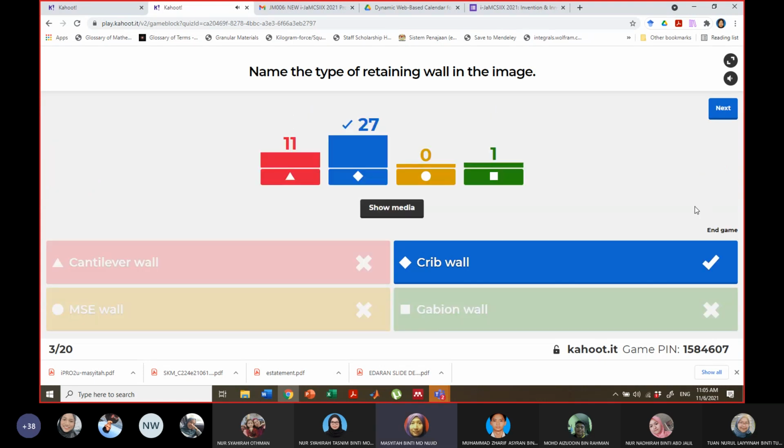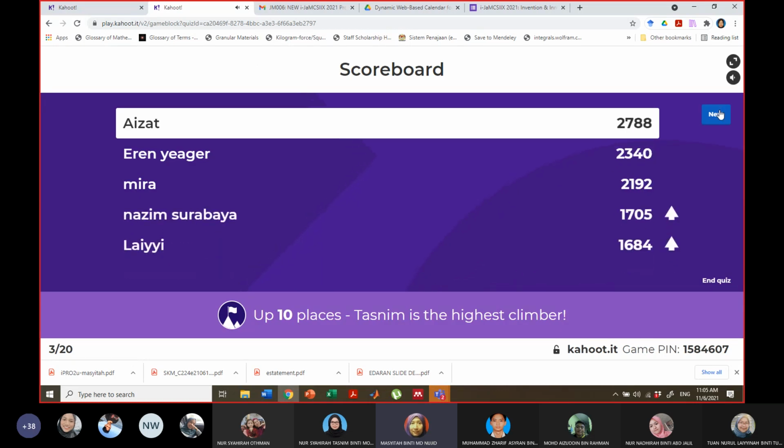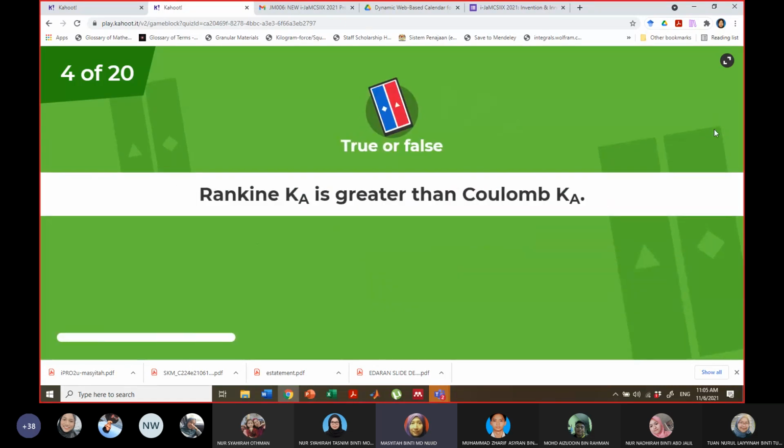Quick wall. Okay, 27. Good. Okay, so far so good. Tasnim is the highest climber. Oh, before this, okay, true or false?